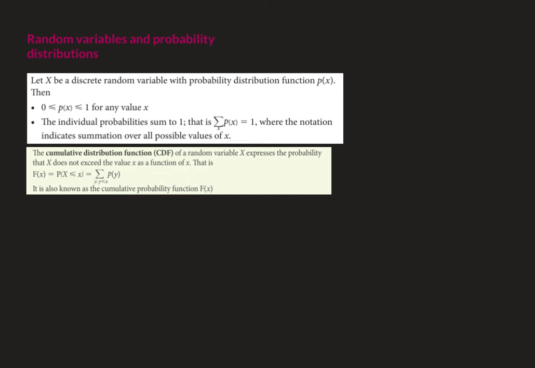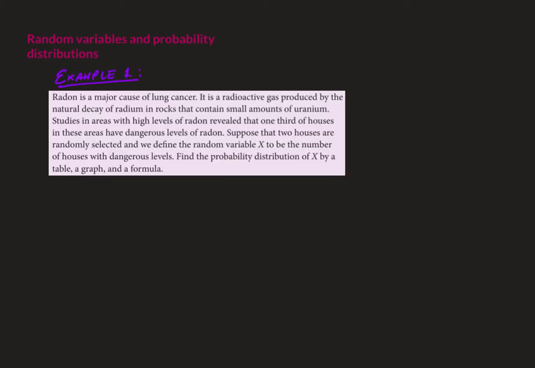Now we can calculate probabilities in a cumulative way by considering the cumulative distribution function, or CDF, of the discrete random variable x. This corresponds to the probability when x takes values less than or equal to x, and it's going to be the sum of all the probability values up to that value of x. Let's take a look at one example.